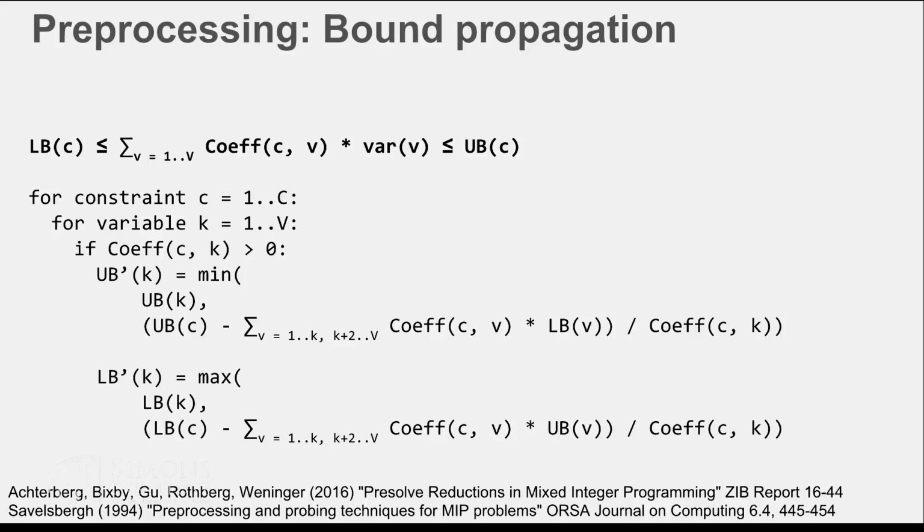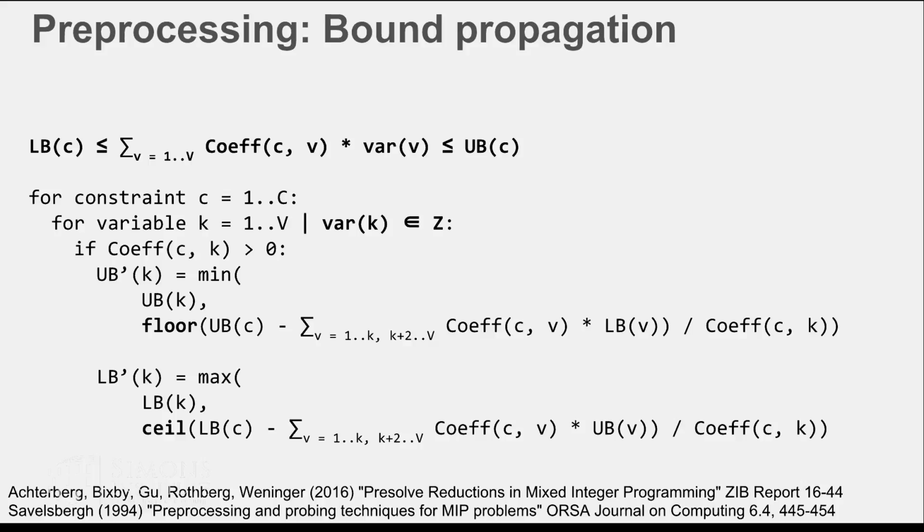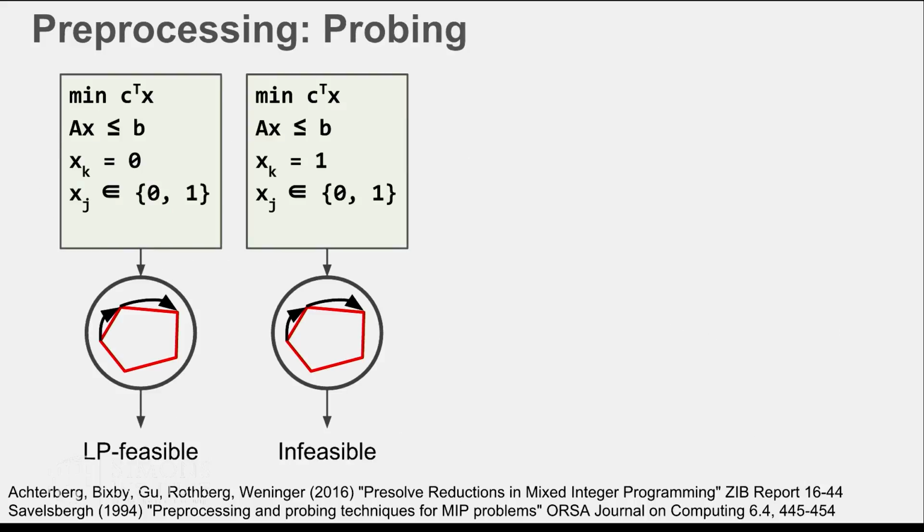There is a lot of literature, especially in constraint programming, on how to do this efficiently. This helps because it shrinks your feasible set to a smaller one, so you have less to explore. And if you have integer variables, you can also do some rounding up and down to be even more aggressive in bound propagation. Next, there is probing.